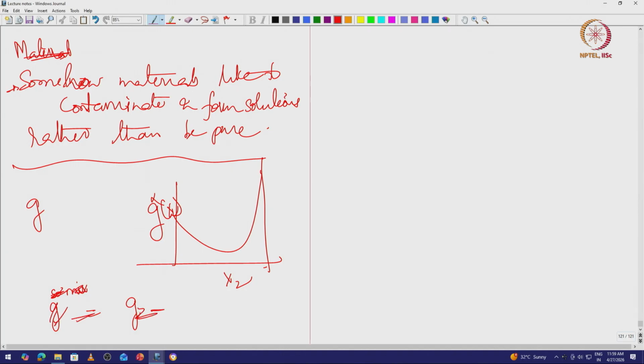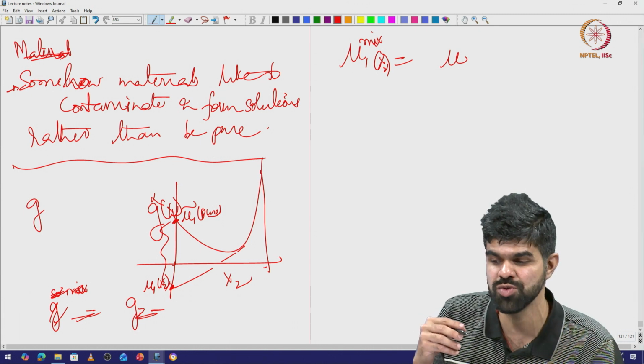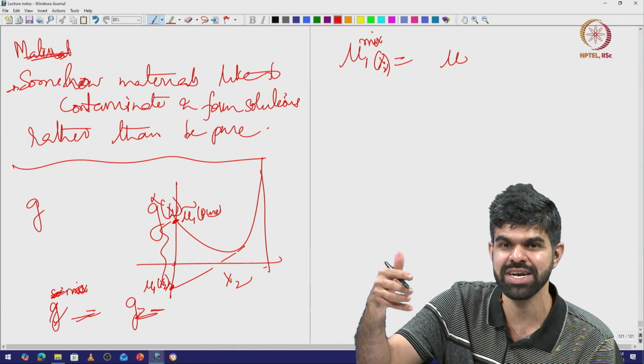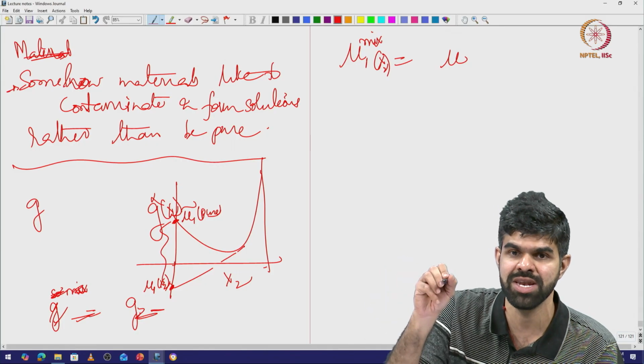Instead of defining G, I am first going to define mu 1 in the mix, mu 1 mix, right. So, that is equal to mu 1, this is at any x2, right. I am actually looking at the mu 1 at x2, which is this, but mu 1 pure is this. Okay. There is some energy difference there, I am gaining some energy, right. So, I am releasing more energy. So, I want to bond with more of x2 somehow, when I am in a solution phase rather than when I am pure. Okay.